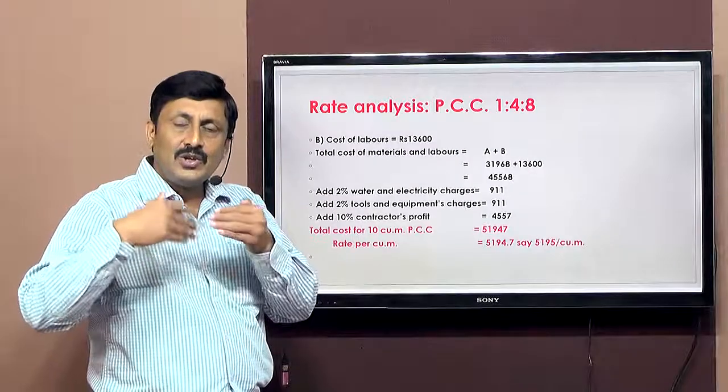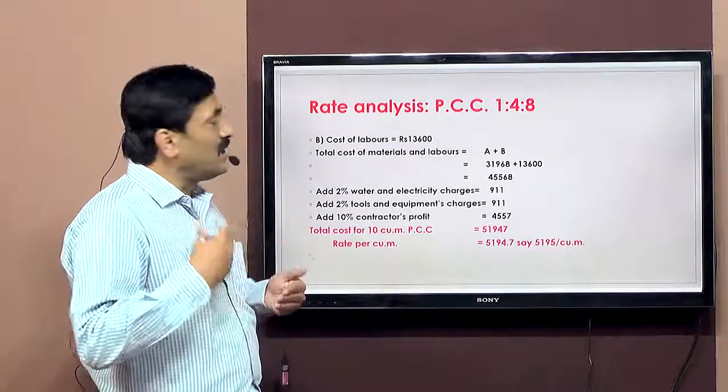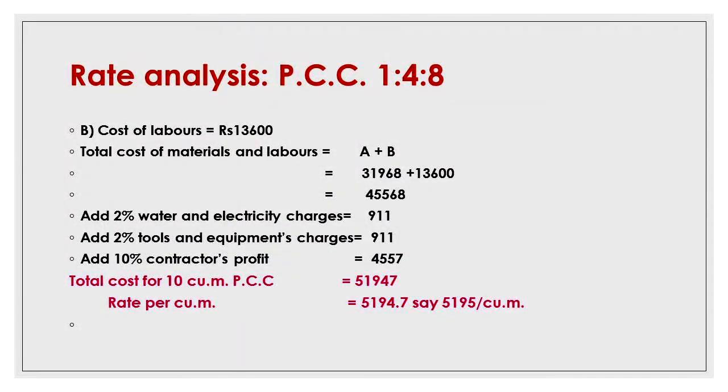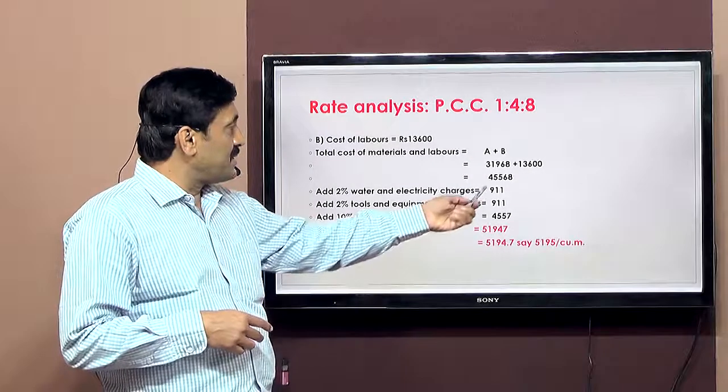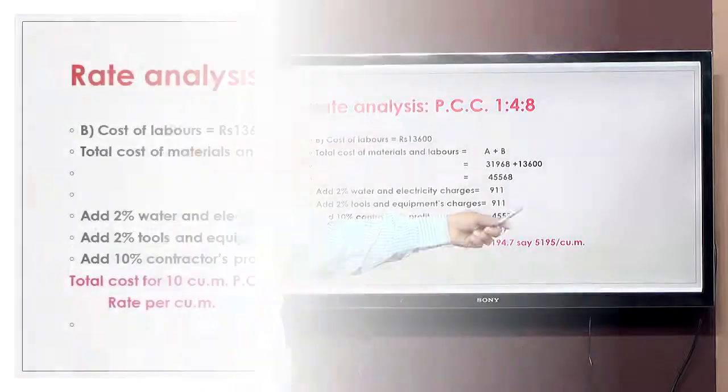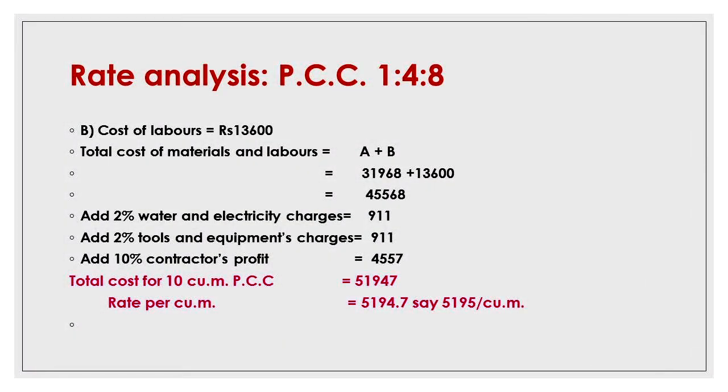Now after this, you have to add some usual miscellaneous charges, out of which the first is to add 2% for water and electricity charges. 2% of this comes to 911 rupees. Again, you have to add 2% for tools and equipments which are used. For that, you consider again 2% of this, that comes to 911. Then add 10% as a contractor's profit, that is 10% of 45,568. It comes to around 4557. You have to round it to the higher side, 4557.